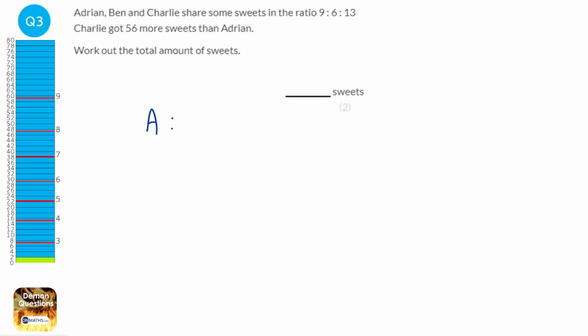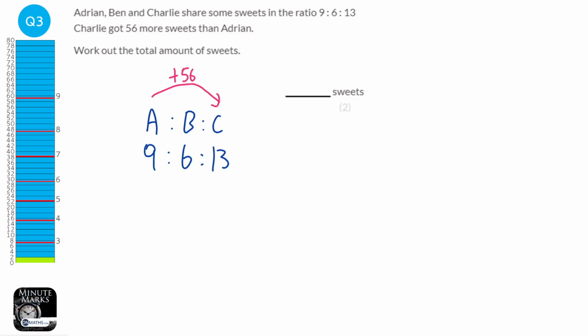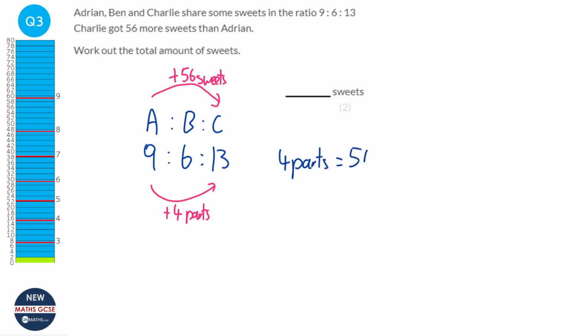So this question says that Adrian, Ben and Charlie have some sweets, and the ratio of Adrian to Ben to Charlie is 9 to 6 to 13. But it also says that Charlie got 56 more sweets than Adrian. Well, looking at the actual parts of the ratio, there are 4 more parts. So plus 4 parts, which represent plus 56 sweets. So 4 parts are worth 56 sweets. So 1 part would be 56 divided by 4, which is 14 sweets.